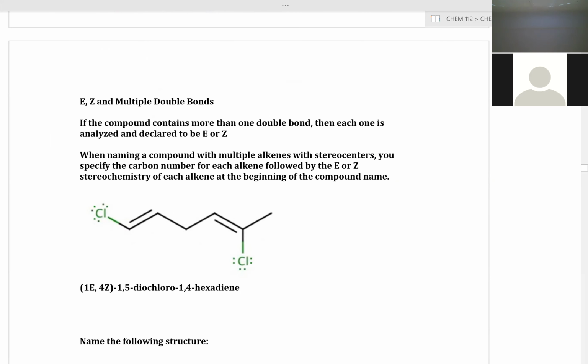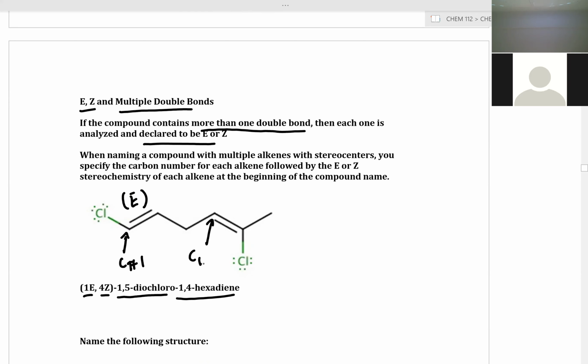The last thing that we need to discuss is E/Z notation when you have multiple double bonds. If you have more than one double bond, each one is analyzed and then declared to be E or Z. So in this case, we have 1E,4Z-1,5-dichloro-1,4-hexadiene. This is our carbon number 1. We have an E olefin, and at carbon number 4, we have a Z olefin.